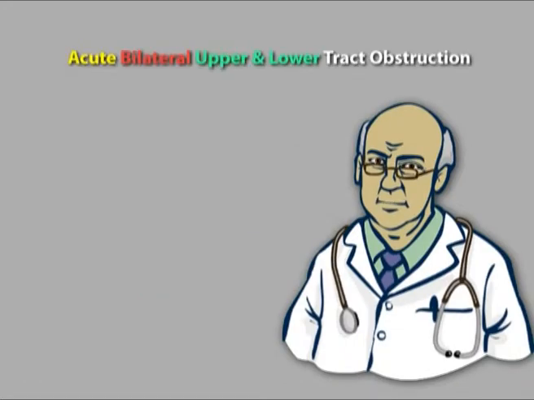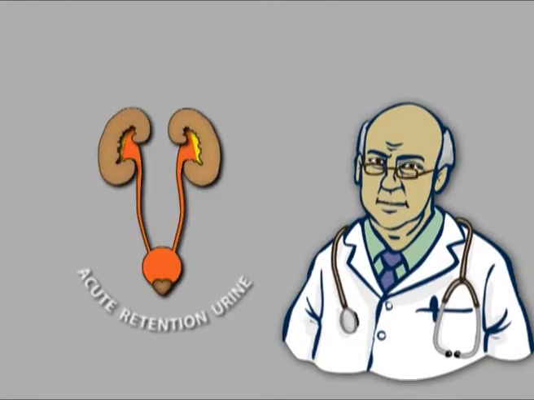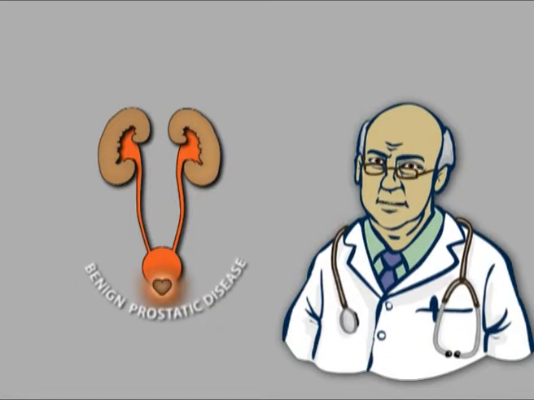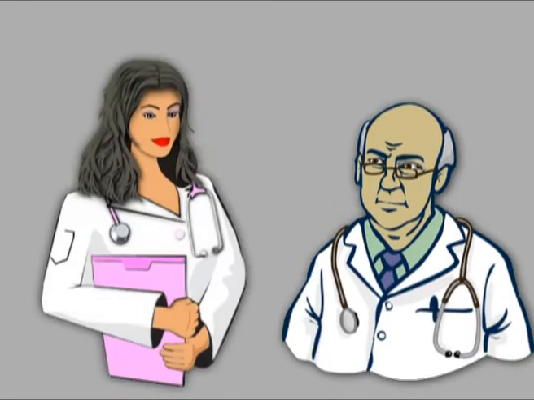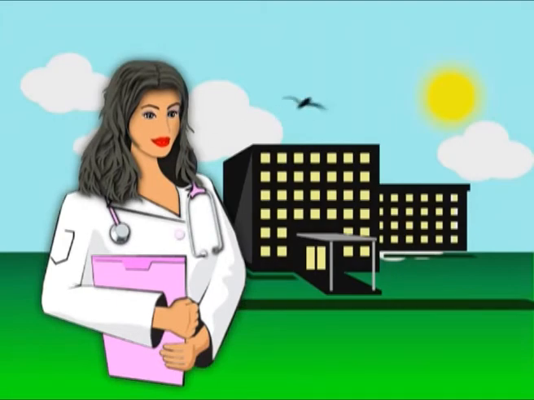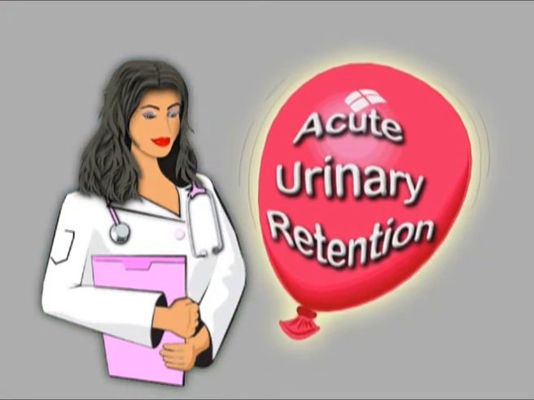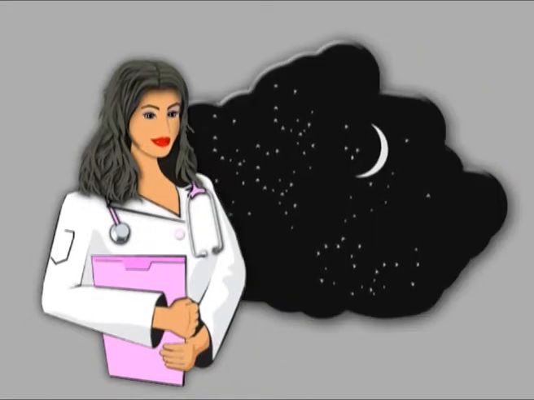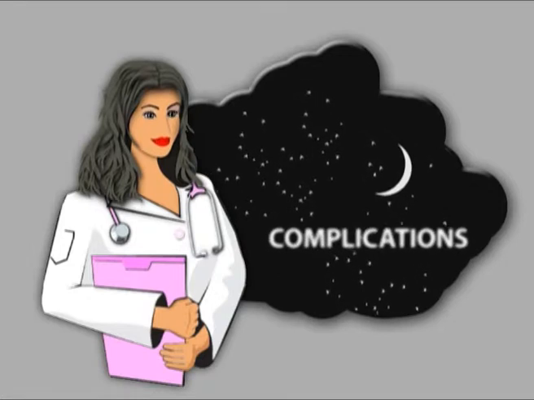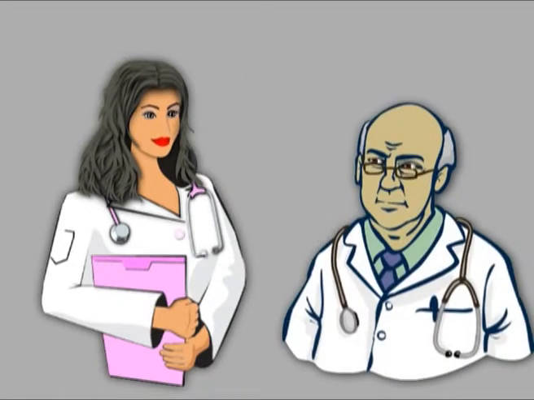The commonest cause for an acute bilateral upper and lower tract obstruction is acute retention of urine. This occurs in older men and is usually a consequence of benign prostatic disease. However, I do believe that you have a case to present to us, Louise. Yes, indeed, Prof. I dealt with such a case earlier this week. It was late afternoon, and an elderly gentleman was brought to the accident and emergency department in acute retention of urine. At first, his case seemed fairly straightforward, but as the night progressed, some unfortunate complications developed. Yes, Louise, I remember this case well. Please present the relevant points in this man's history.